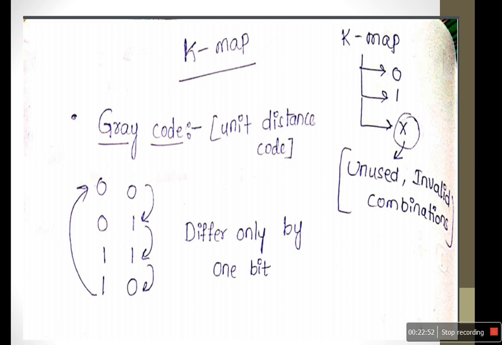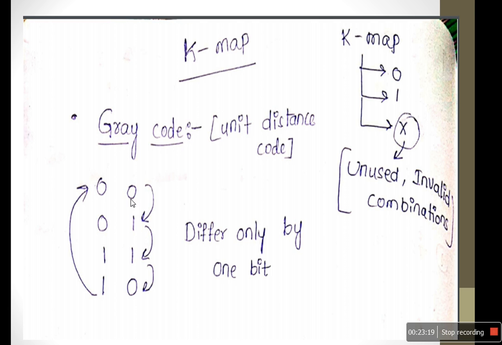The gray code is also called the unit distance code. Whenever we use the gray code, the error will be reduced. In normal code, first we have 00, 01, 10, after that 11, and so on. But in gray code, 00, 01, after the 01 we have 11, and after that we have 10.